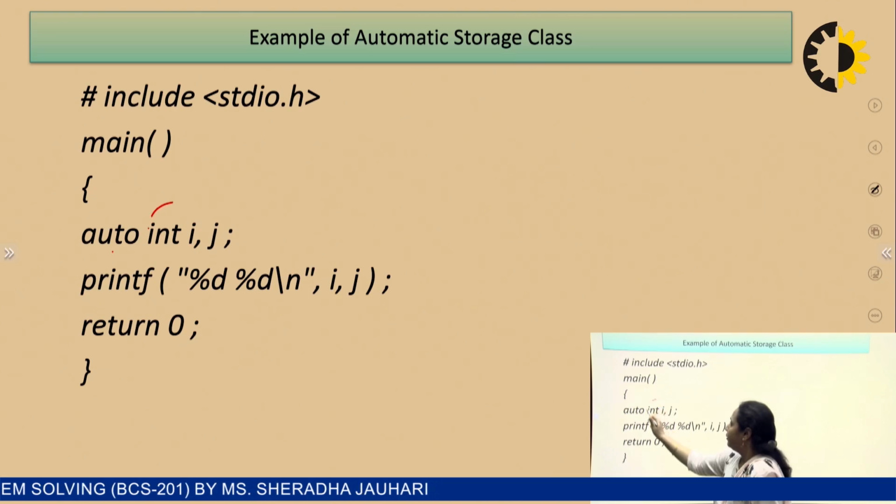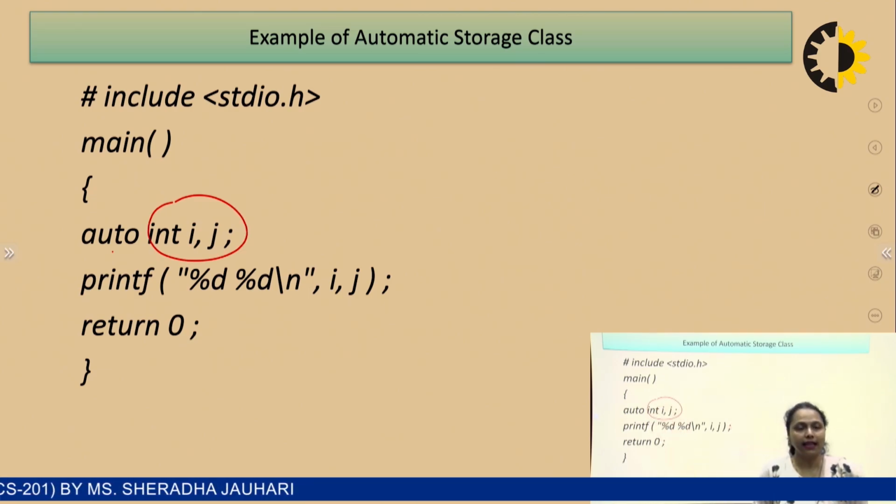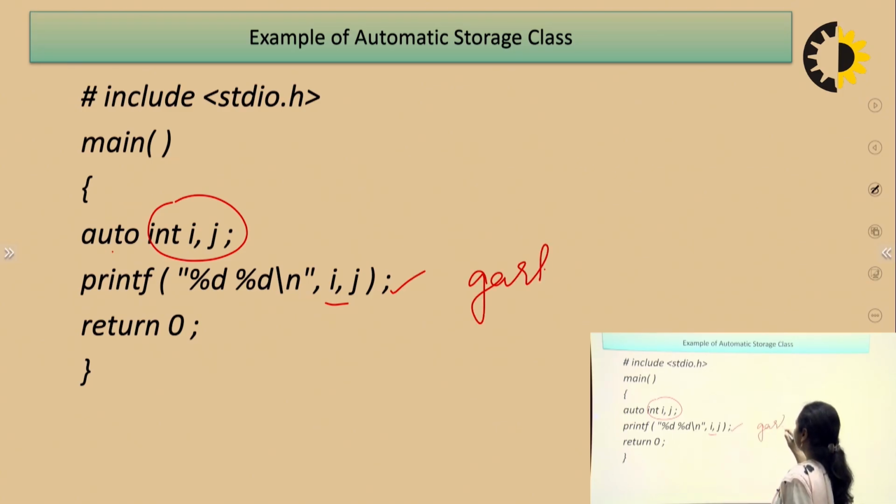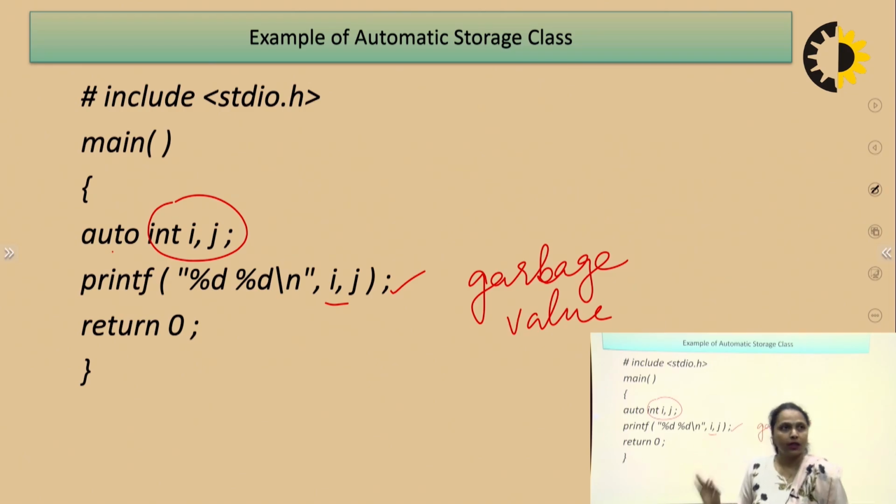As the values are not assigned by the programmer here, in this case, when we print the values of i and j, what is going to be the output? Any anonymous value, any garbage value. So when this statement is executed, it will give some garbage value, which is not assigned by the user.